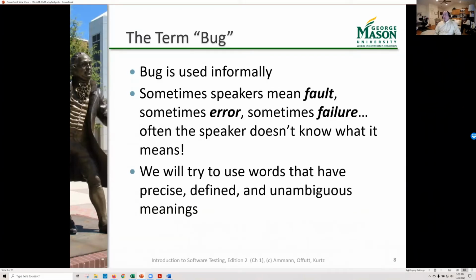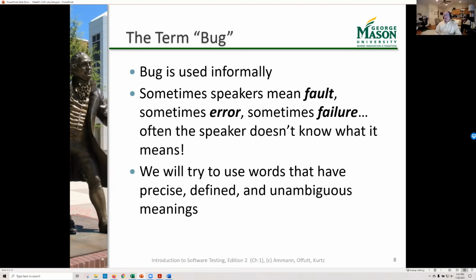So the term bug is usually used informally, right? I use it in day-to-day conversation. You probably all use it or have heard it used in day-to-day conversation. What does it really mean? Does it mean a fault? Does it mean a failure? Does it mean an error? And if you actually ask the person who used the word bug, they may not even know. They may not even be able to answer that question. Okay, I'm not actually sure what I meant.